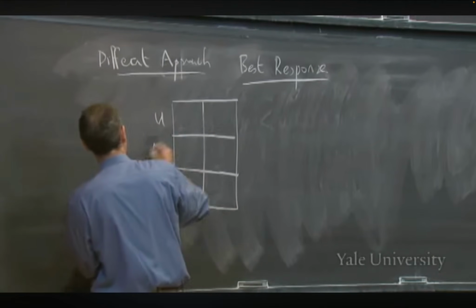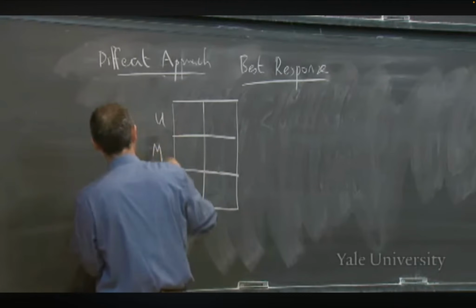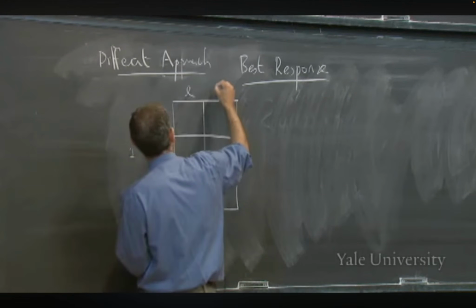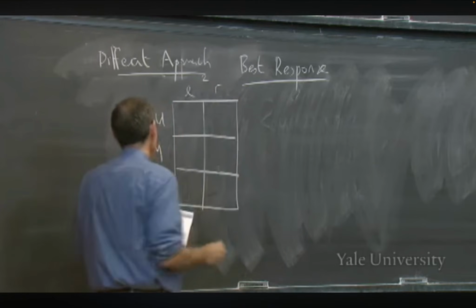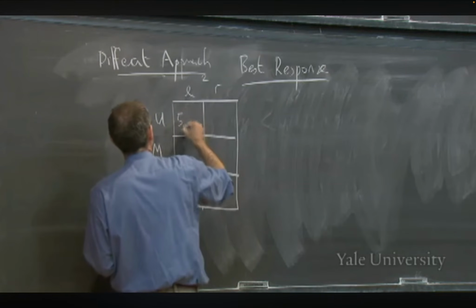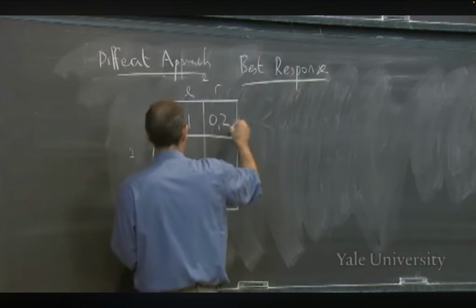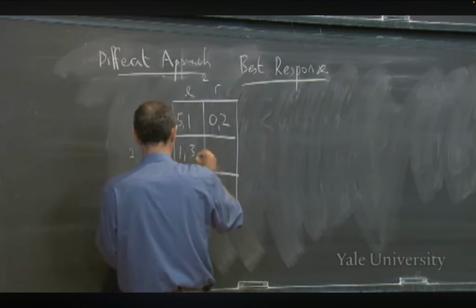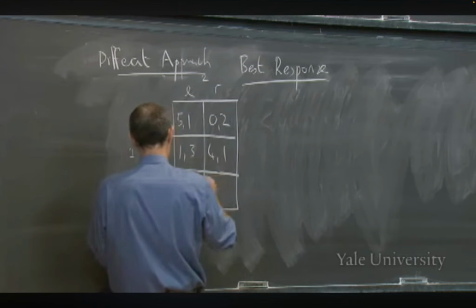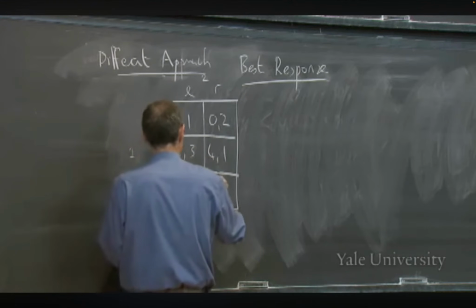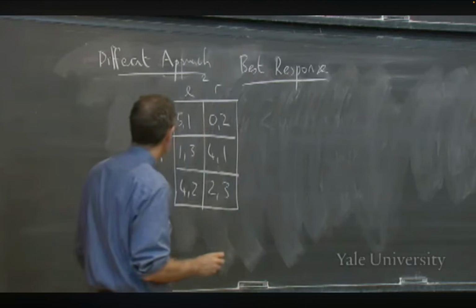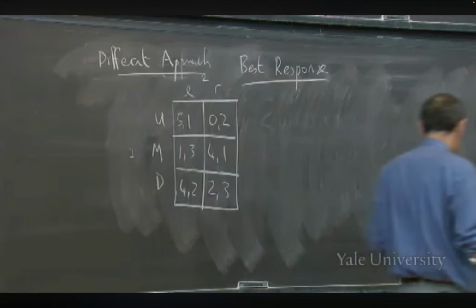So here's a game, very simple game with two players. Player 1 is choosing up, middle, or down, and player 2 is choosing left or right. And the payoffs are as follows. They're nothing very interesting. They're just some numbers thought out for the purpose.